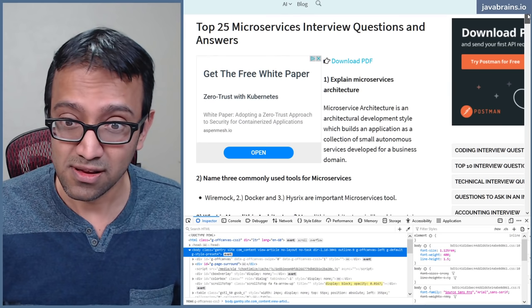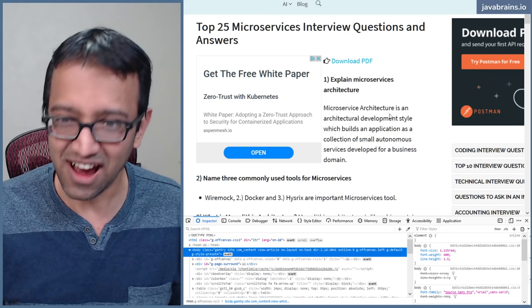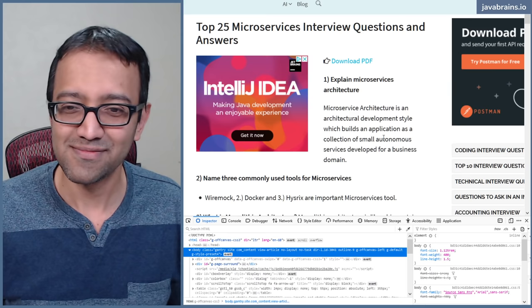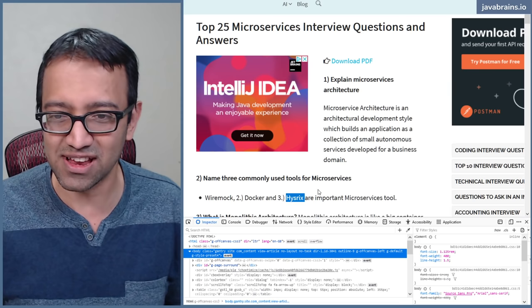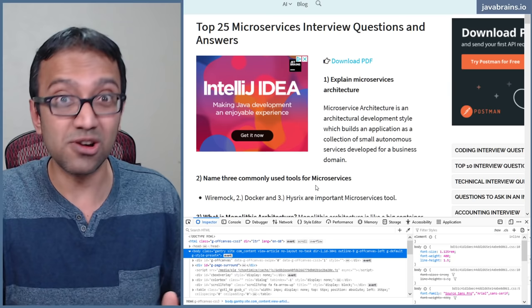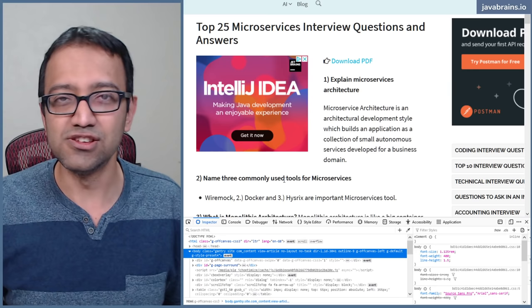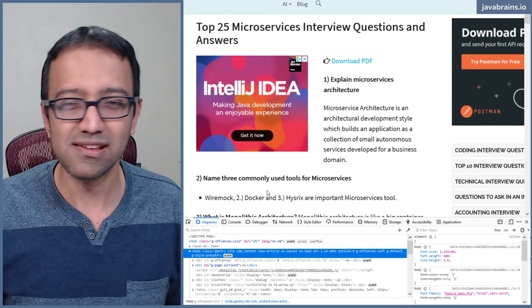WireMock, Docker, and Hystrix are important microservices tools. Okay, so Hystrix is what I was talking about. It's a library which belongs to that class of things where you're addressing cross-cutting concerns, right? Docker, yes, I give you that. It is commonly used in the microservice context. WireMock, seriously? I don't know.